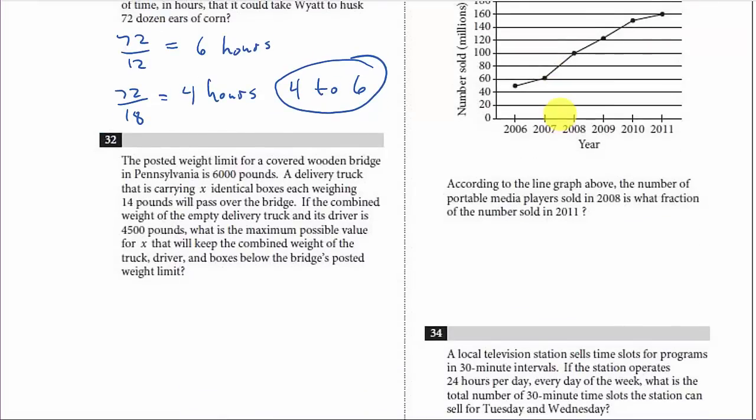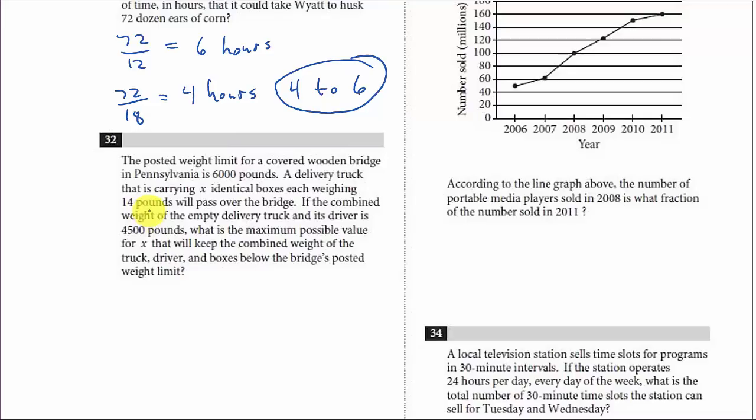All right, the posted weight limit for a covered wooden bridge in Pennsylvania is 6,000 pounds. A delivery truck that is carrying x identical boxes, each weighing 14 pounds, will pass over the bridge. If the combined weight of the empty delivery truck and its driver is 4,500 pounds, what is the maximum possible value for x that will keep the combined weight of the truck, driver, and boxes below the bridge's posted weight limit? All right, well, let's just figure out all of this.